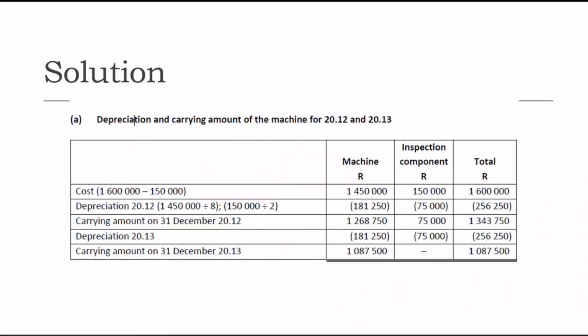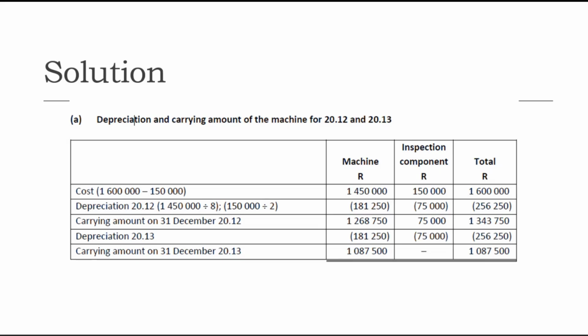The carrying amount on 31st December, how do we calculate carrying amount? It is the cost less depreciation or accumulated depreciation. So the cost for the machine was 1,450,000 minus 181,250 to get 1,268,750. And for the inspection, 150,000 less 75,000 to get a carrying amount of 75,000. So even though in the calculation you separate it into machine and inspection component, when you are disclosing them in the financial statements, you must put them together. Because as part of property, plant and equipment, we don't have inspection. Inspection per se doesn't form part of your property, plant and equipment. So you do the calculation separately, but when you are disclosing in the balance sheet, you must combine them.